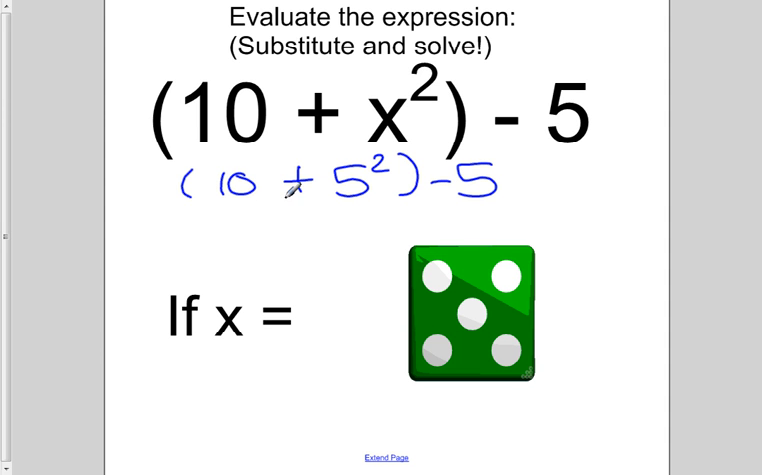Now I can go ahead and solve using order of operations. Exponents is first. 5 to the second power is 25. So 10 plus 25 in parentheses minus 5. We'll solve the parentheses next. Get 35 minus 5, which is going to be equal to 30.